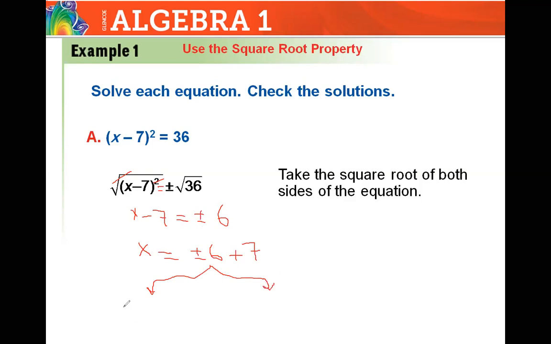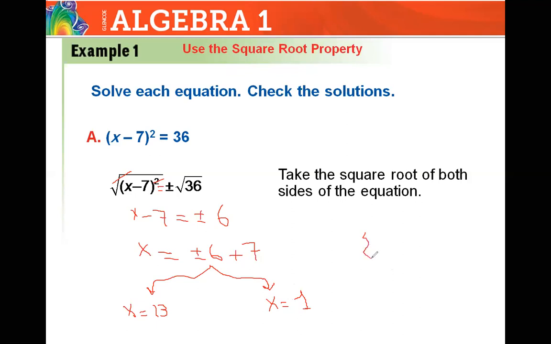So x here will be, I choose positive 6 plus 7 equal 13. And here, if you substitute negative 6, negative 6 plus 7 equal 1. So the result will be x equal 13 or x equal 1.